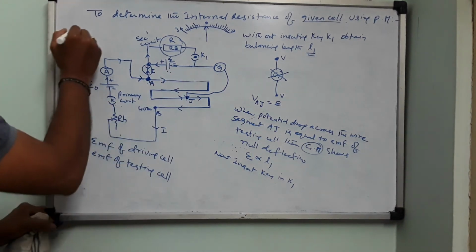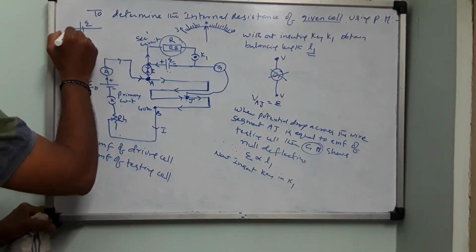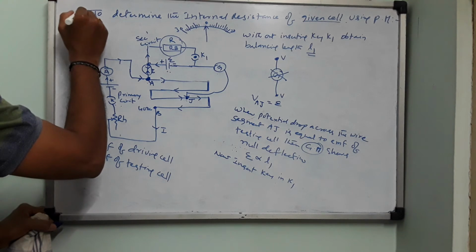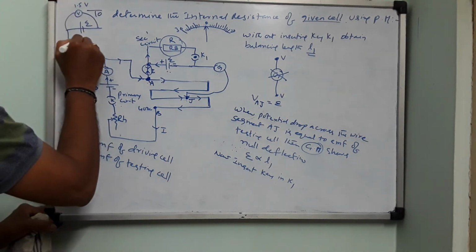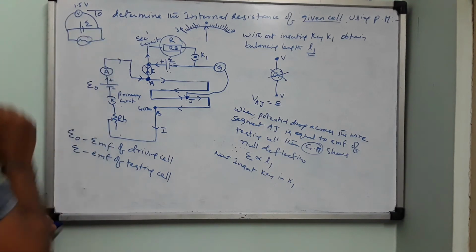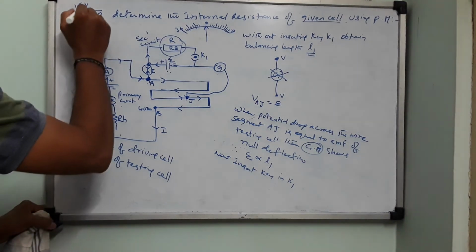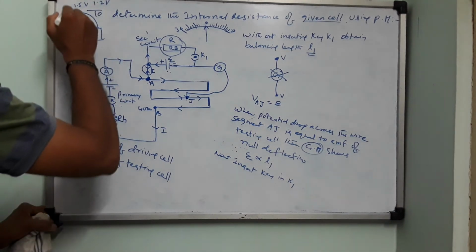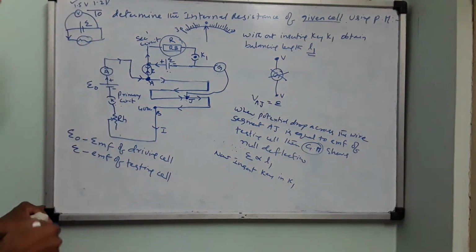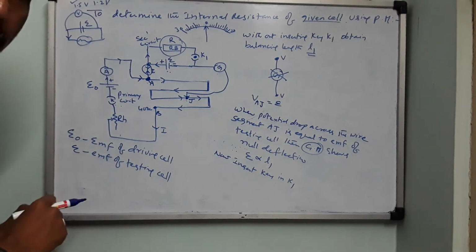Do you remember? This is a cell of EMF E, right? You connect a voltmeter here. It will read 1.5 volt. Now you connect a small torchlight bulb. The bulb will start glowing. Now this will come down to 1.2 volt. So 1.5 volt is called EMF. 1.2 volt is called what? Potential difference. So the potential difference value will be smaller than the EMF.